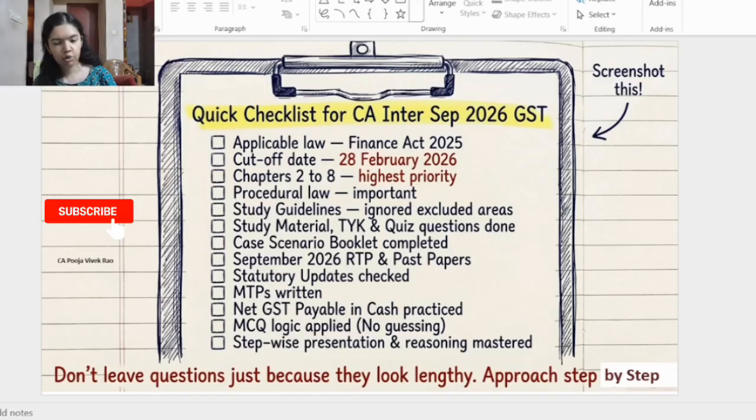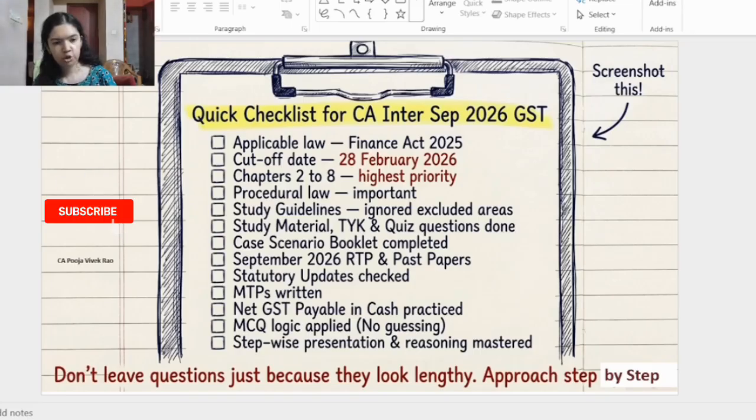Study guidelines. Go through the study guidelines from the BOS Knowledge Portal. Don't waste time on excluded areas. Go through the study material, test your knowledge question, quiz questions given in the study material. Go through the case scenario booklet. Go through the RTP, past exam paper. Go through the statutory updates. And also go through the MTPs. And the important question is net GST payable in cash. Don't ignore this question. Do as much as the MCQ practice as possible.